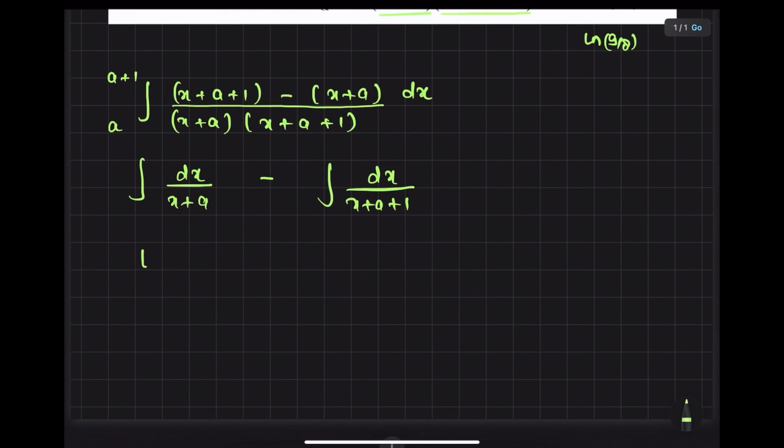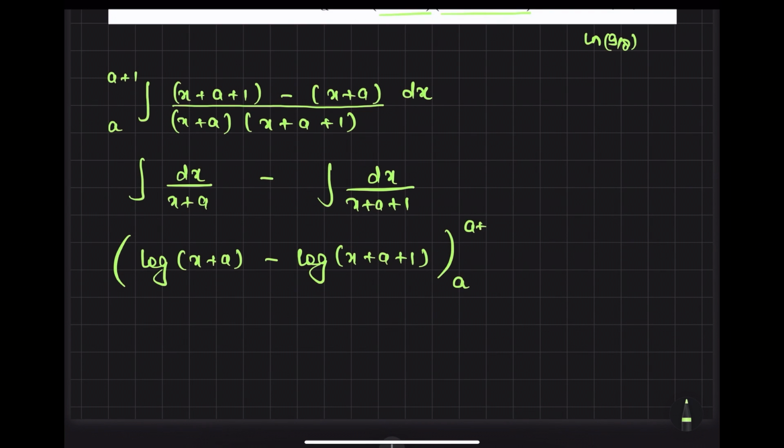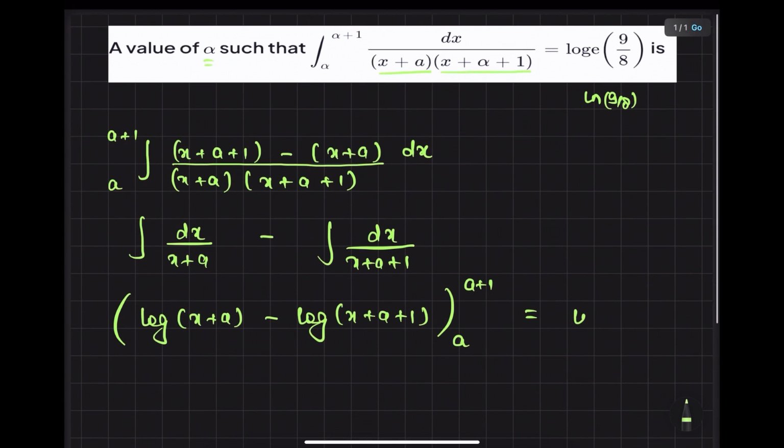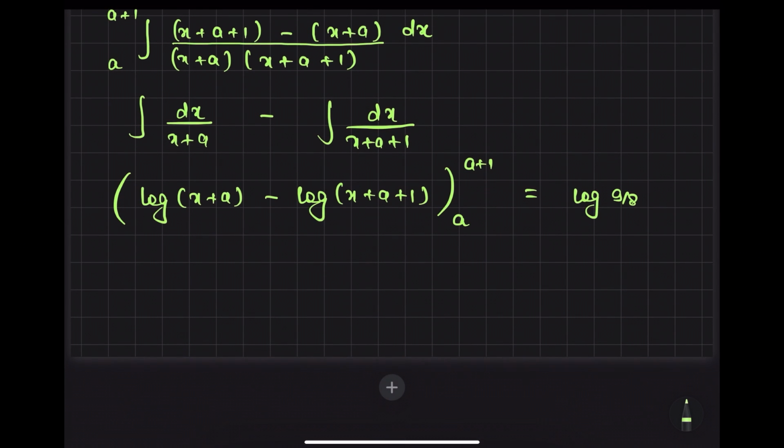Now if you integrate, you will get log x plus a minus log x plus a plus 1, and then put the limit a to a plus 1, and we got this as the result, but according to them the result is log 9 by 8. Let's manipulate things. So can I write that this is log m minus log n? So we can write things as log m by n, or let's write down the value, that would become more convenient.